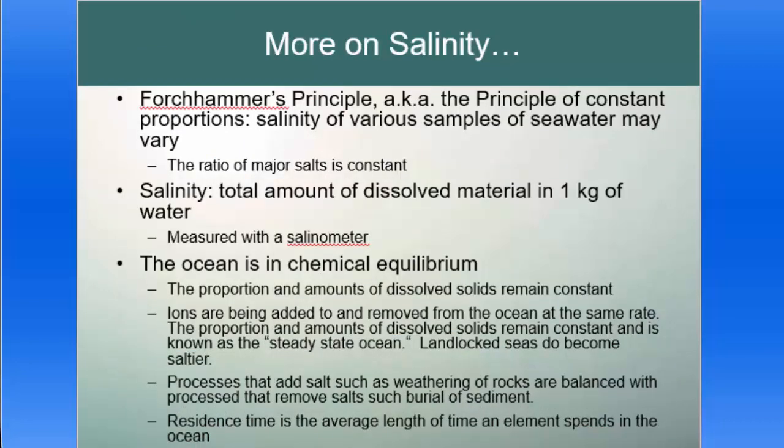The principle of constant proportions says the salinity of various samples of seawater may vary, but the ratio of the major salts is constant. So you may have slightly more saline or slightly less saline seawater, but the ratio of those salts is always constant. The salinity is the total amount of dissolved materials in 1 kilogram of water, measured with this salinometer. The ocean is always in a chemical equilibrium. The proportion and the amounts of dissolved solids remain constant. That's the principle of constant proportions. Ions are being added to and removed from the ocean at the same rate. The proportion and the amounts of dissolved solids remain constant, and this is known as a steady state ocean.